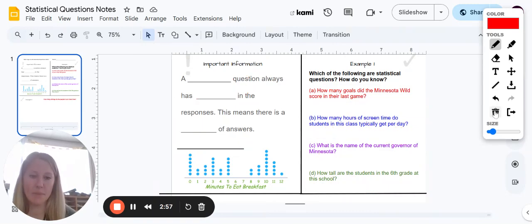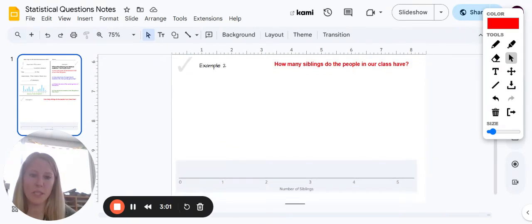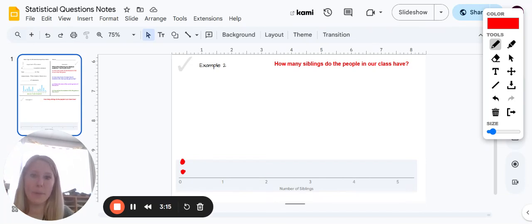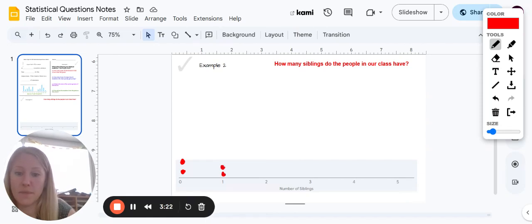And then I'm going to delete this out and scroll down. This is something we're doing in class. We're going to ask how many siblings people in our class have. So I'll ask how many people in our class have 0 siblings or are only children. In my last class I did this and we had 2 only children. How many people in this class have 1 sibling? I think there were 16 people who had 1 sibling last time.